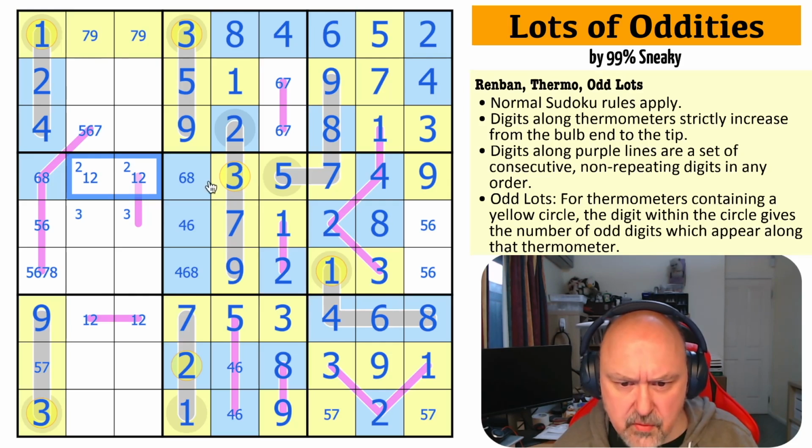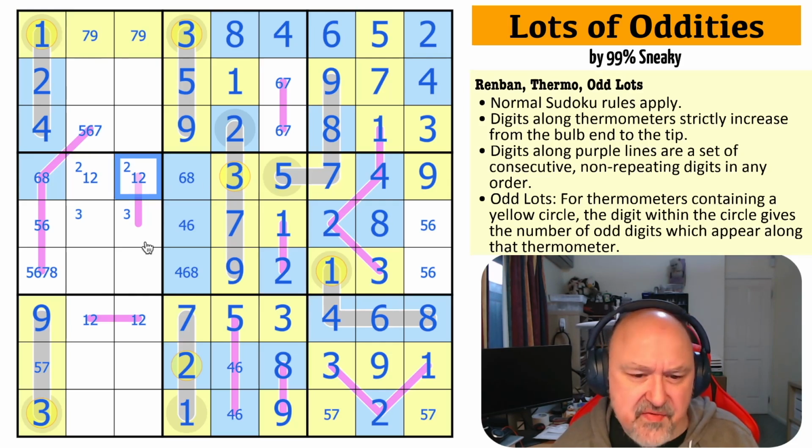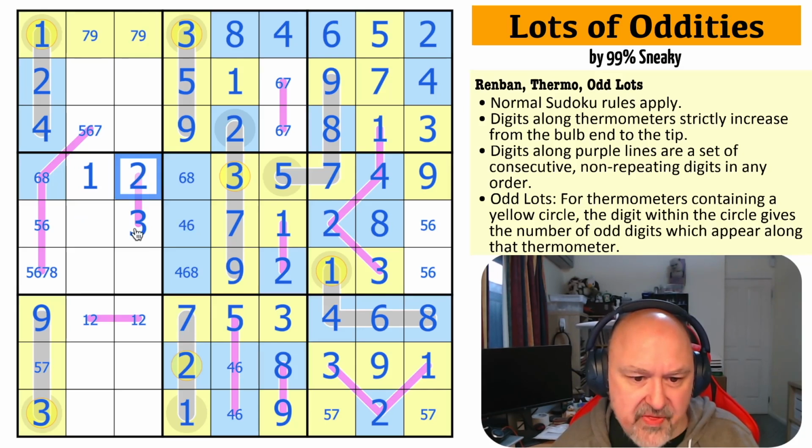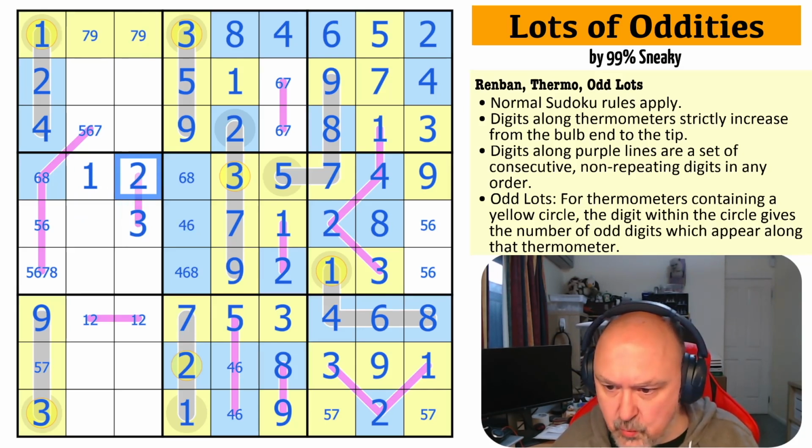1, 2, 3, 4, 5, 6, 7, 8, 9. But if that's a 1, that would have to be a 2, and that would have to be a 2. So that's a 2, that's a 3, and that's a 1. Because if 1 there, that would have to be 2 by Renban, but that would have to be 2 by row logic, so that wouldn't work. That's blue. Both of these are yellow.